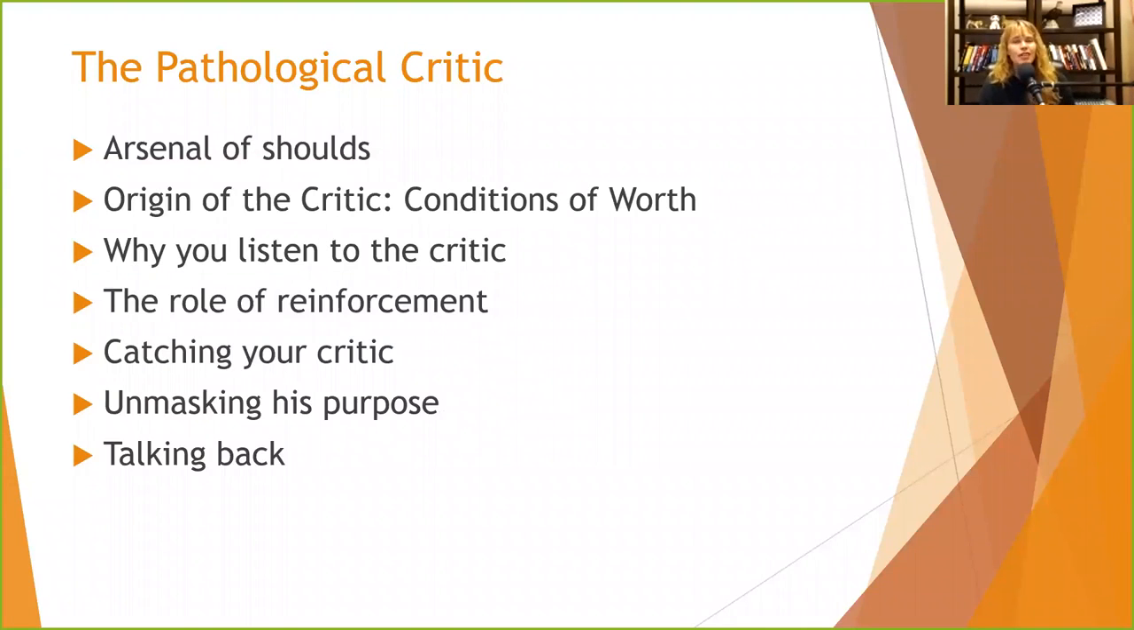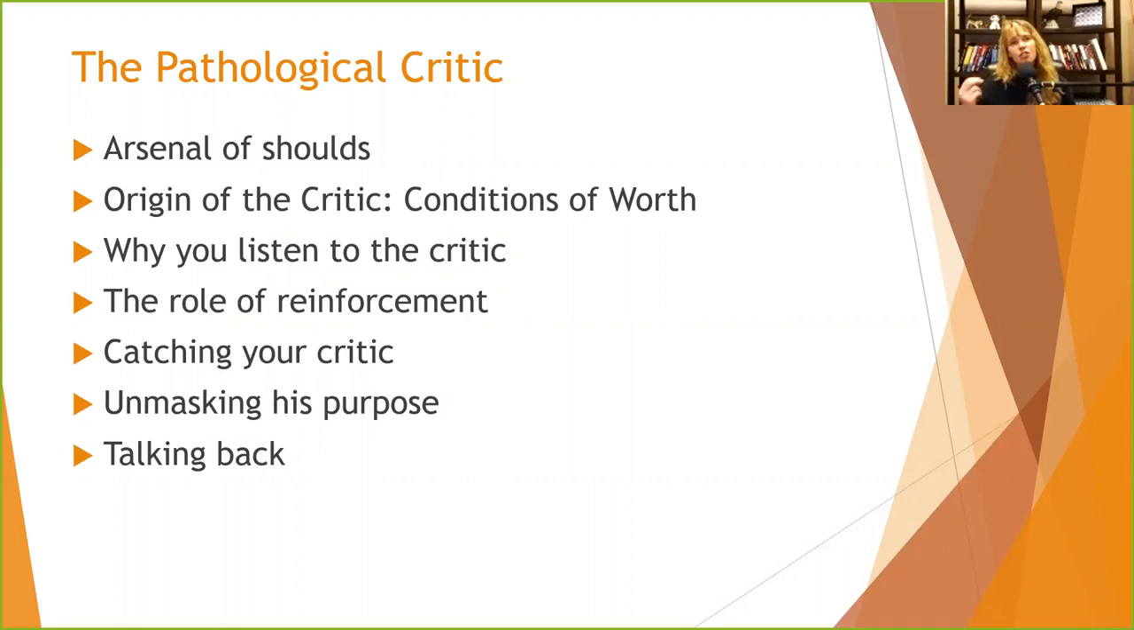The first thing we need to look at is this pathological critic. We all have it or had it. Some people have tamed this guy and he doesn't talk much anymore. But most people in the back of their head have this pathological critic that tells us what we should do or what we should have done. And he's really good with hindsight. And he looks back and he goes, well, you should have known better.